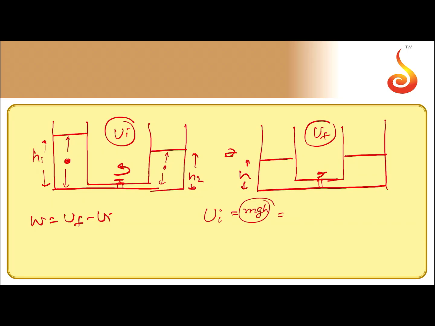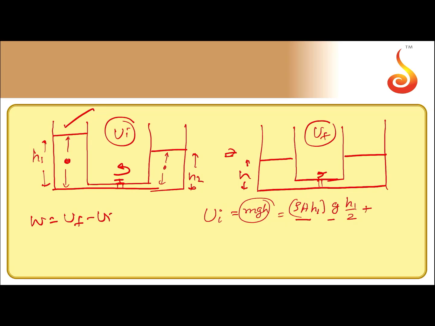Mass is rho into A into h1, that's right. This is mass into g into h1 divided by 2. That is the potential energy of this liquid column. Mass into g into h. Mass is volume into density. Volume is A h.